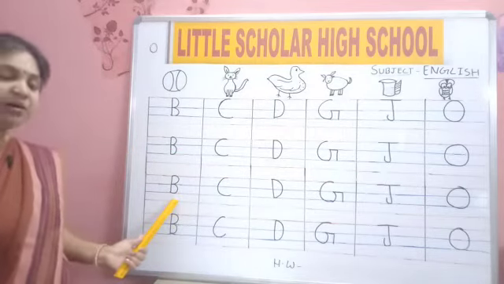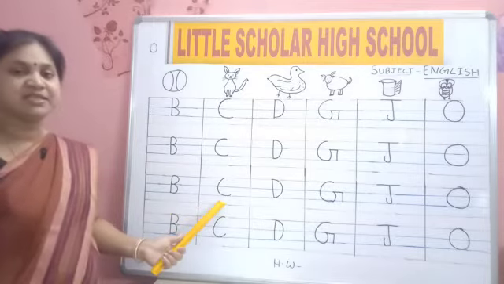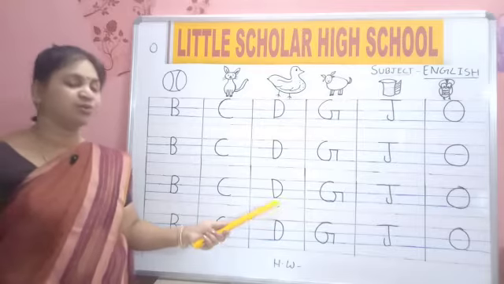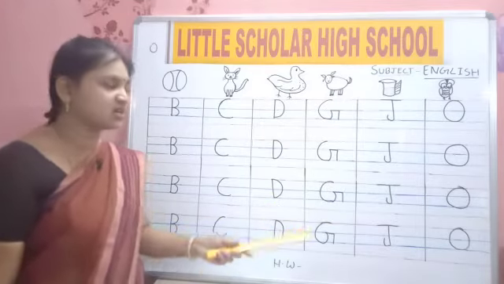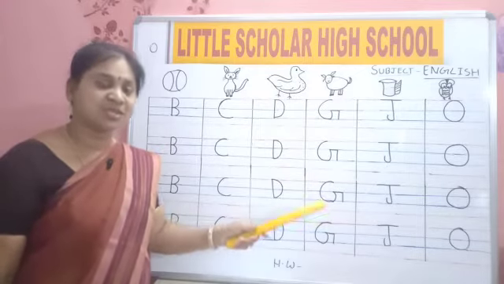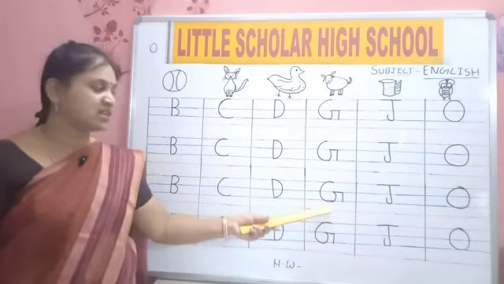Once again. B. B for ball. C. C for cat. D. D for dog. You know all this now. You should only read children. Come on, say, when I am putting my scale in that place, you should say which letter is that. Okay. Which letter is this?